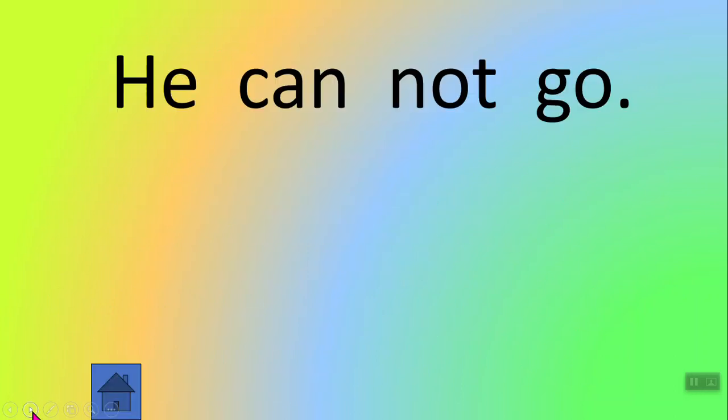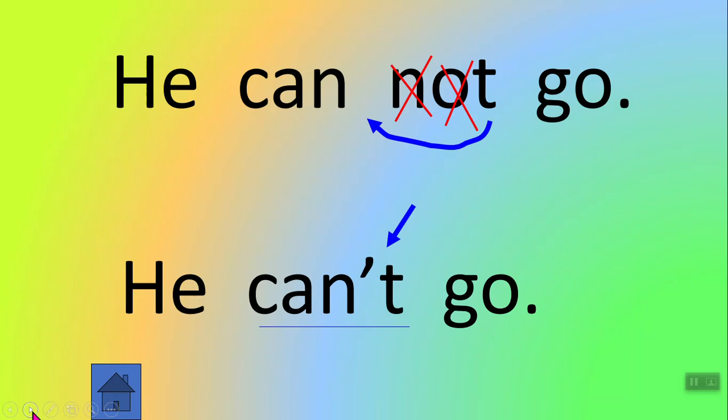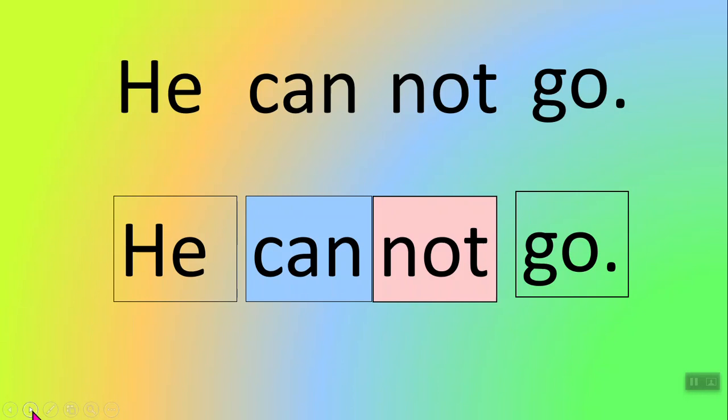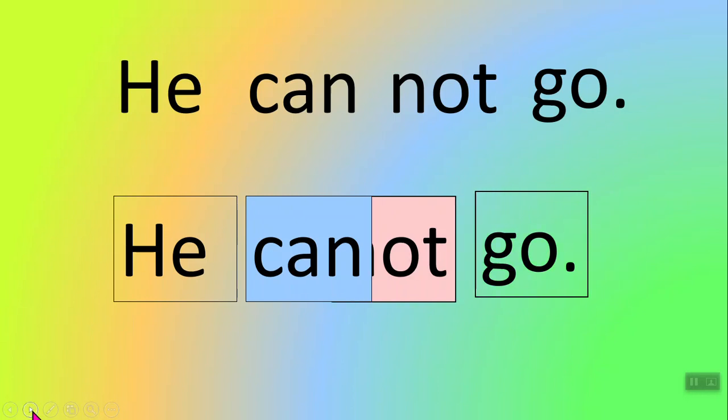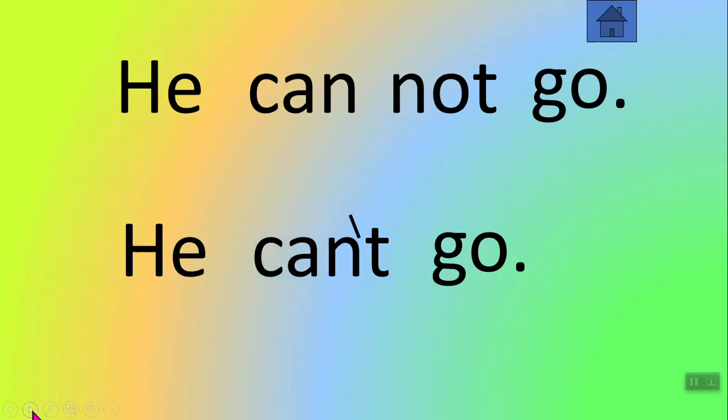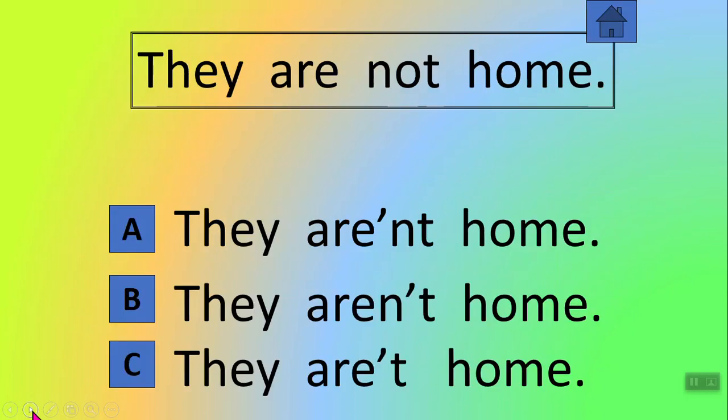Now here, what do we do? He cannot go. We cancel the N and O and we put an apostrophe after N and we say he can't go. So you see how we shortened the word, and instead of cannot we just made it can't. He can't go. So we cancelled the N and the O, and then we added an apostrophe in the middle, and they can't go.